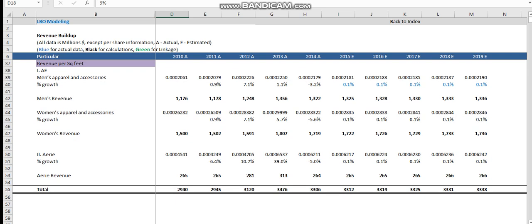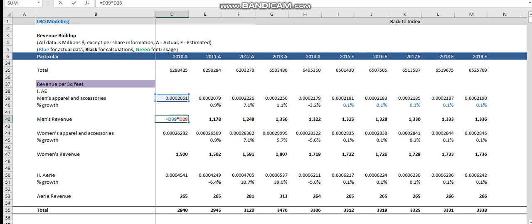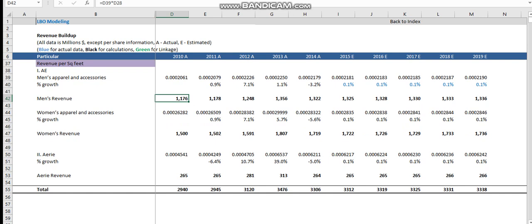Then this is the men's revenue. So let me share that. If you multiply the revenue per square feet by the total square feet, this is the revenue of a particular brand, and this is the women's revenue. So if you divide this by this, this is the revenue for the particular women segment.